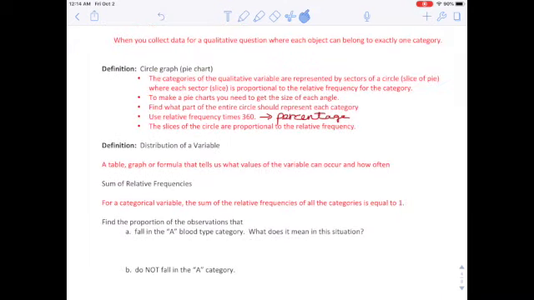Last two things. Distribution of a variable: a table, a graph, or a formula that tells us what values of a variable can occur and how often. So in this case, kind of like a frequency. Anything else we talk about is how often certain things happen. Sum of relative frequency, categorical variables: the sum of relative frequencies of all the categories is equal to 1.